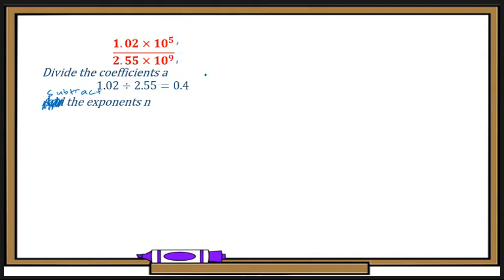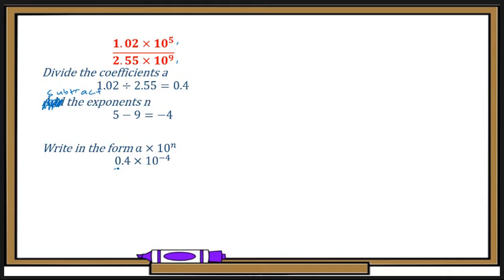Following our laws of exponents, dapat ang isusubtract natin from 5 ay yung value na nasa denominator. It is always the exponent in the numerator minus the exponent in the denominator. You will end up with 5 minus 9, which is equal to negative 4. Now, let's do the next step. Let's write it in the form a times 10 raised to the power of n. So, it should be 0.4 times 10 raised to the power of negative 4.